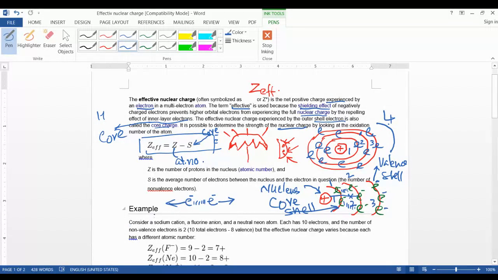So remember this. Z is the number of protons in the nucleus, that is the atomic number. And S is the average number of electrons between the nucleus and the electron in question, that is, the number of non-valence electrons, meaning core. What does non-valence electron mean? Non-valence means those which are not present in the outer shell. The outer shell is valence. Below that, the inner shells are non-valence, meaning core shell. So S is the core electrons.